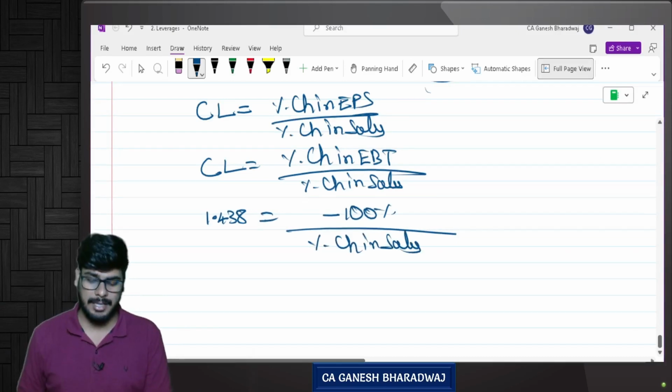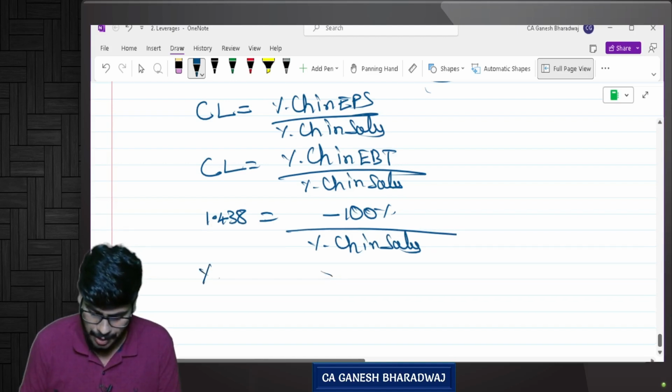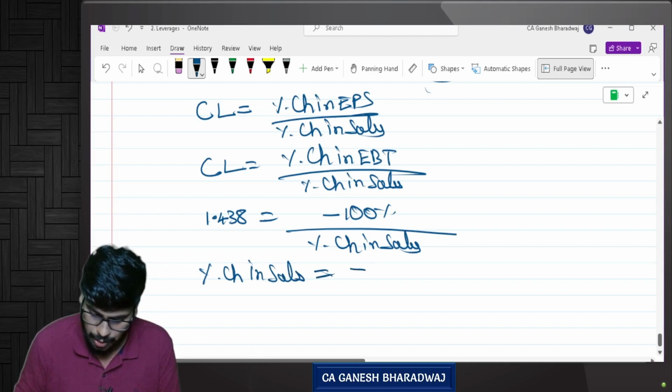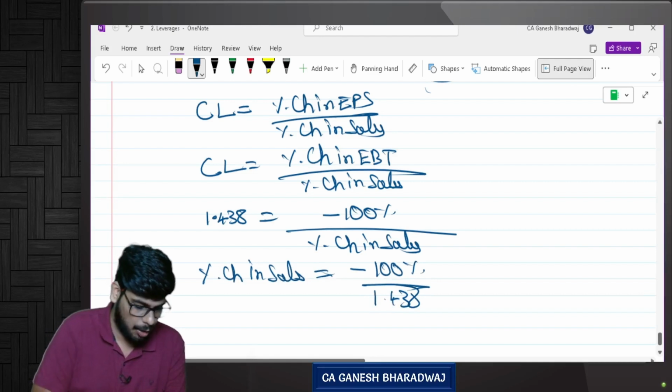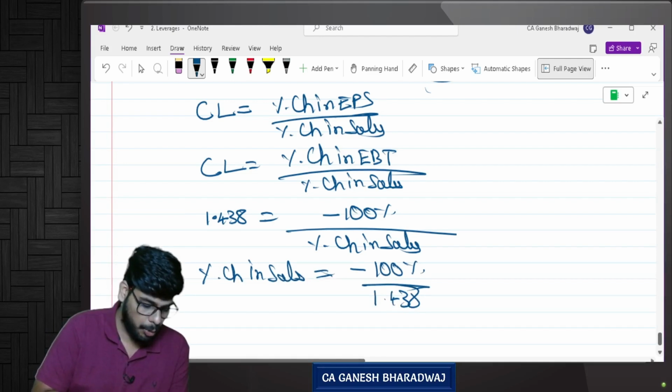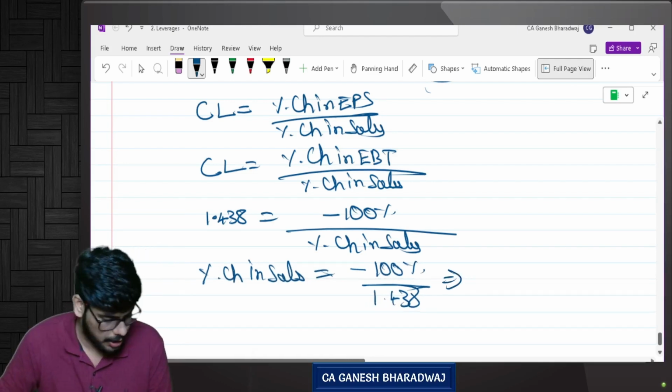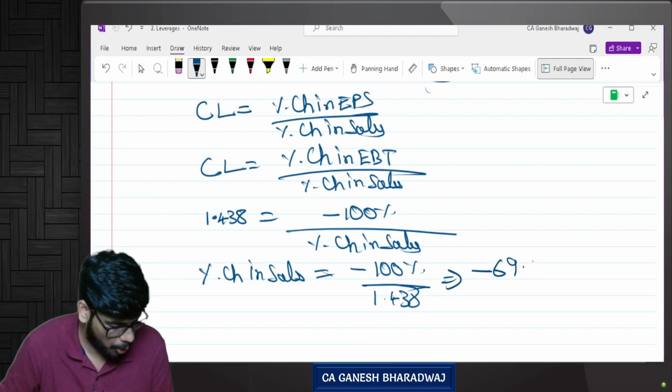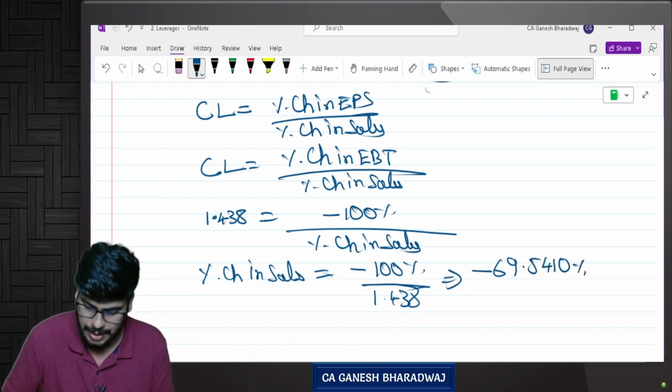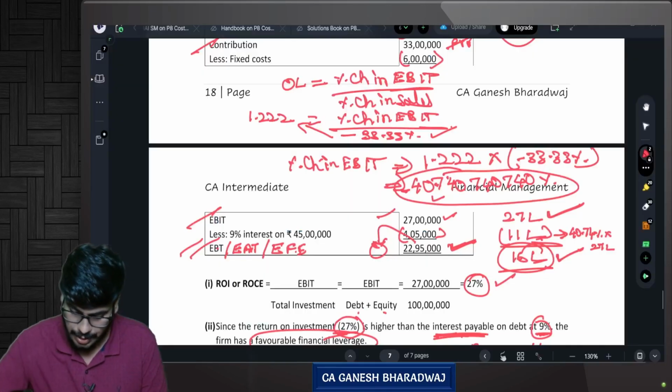Are you able to understand this equation? With this, if you cross multiply, you can arrive at the percentage change in sales. The percentage change in sales is equal to minus 100% divided by 1.438. So tell me, how much is this? Minus 100 divided by 1.438. That gives you approximately minus 69.5410%. Are you clear with this?